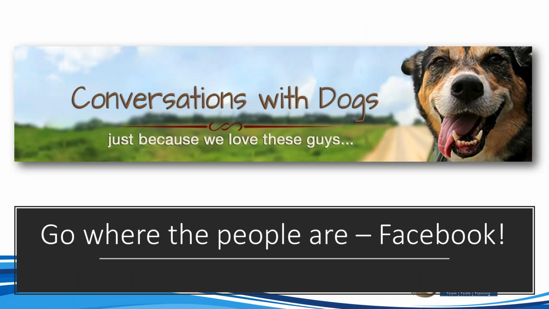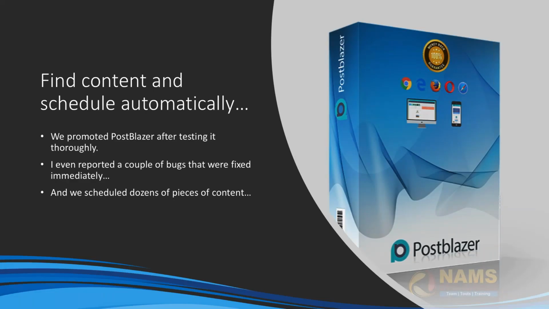So what we did was we created a page. It's a Facebook page under the NAMS account, and it's called Conversations with Dogs. And the tagline is just, because we love these guys. That's all it is. It's a passion product. So what we've done is we're going where the people are. The people are on Facebook. And Facebook is so segmented, so targeted, and is grouped by content niches. You can just about find something on everything you're looking for in Facebook.